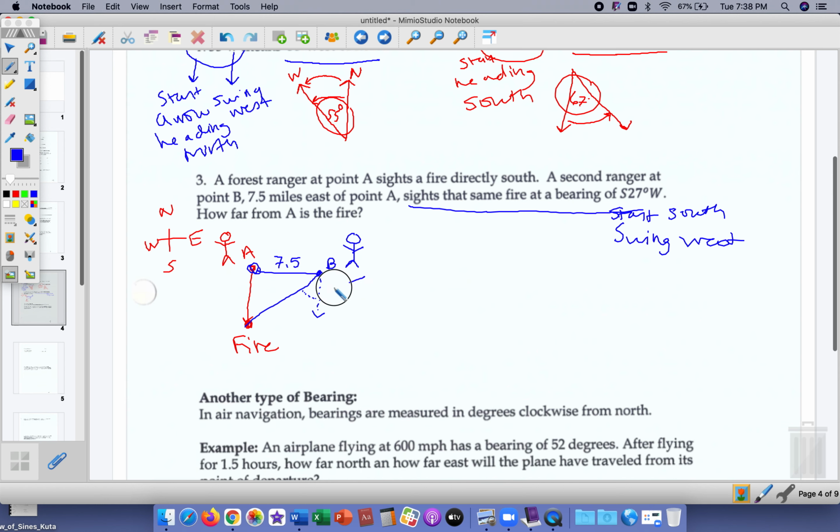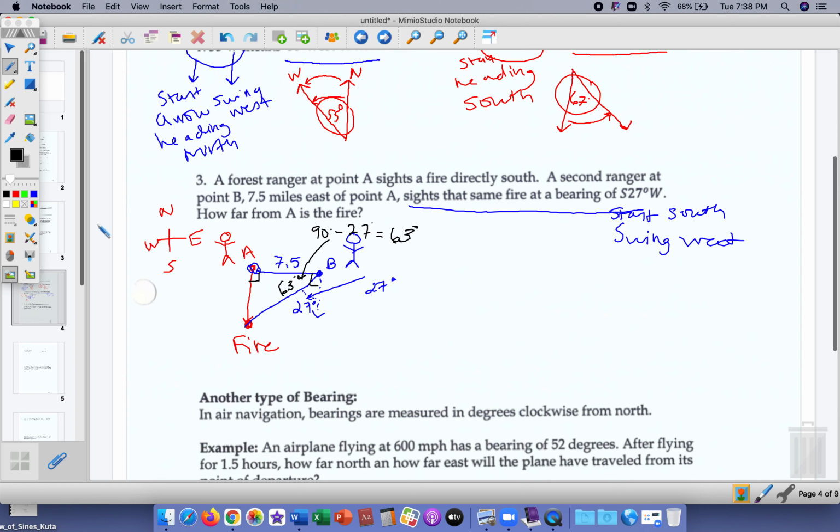Now, this angle right in here is 27 degrees, right? So if I'm trying to find this angle inside here, and I know that these form a right angle, on the inside I would have 90 minus 27, which would be 63 degrees. So I'm going to set that up in here. So be careful, on the inside I don't have 27. I have 63 degrees on the inside.